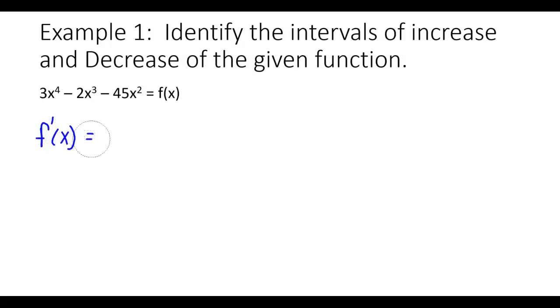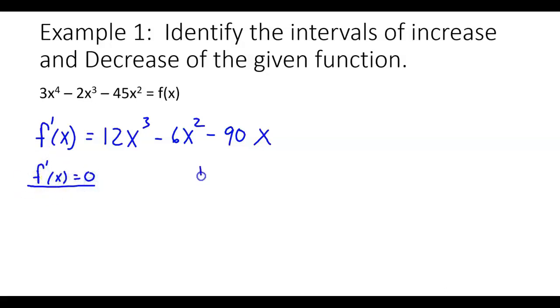So the derivative of this is 12x cubed minus 6x squared minus 90x. All right, once again, we're going to go ahead and find our critical values. So I want to find out where f prime of x equals 0. I also want to find where it's undefined.